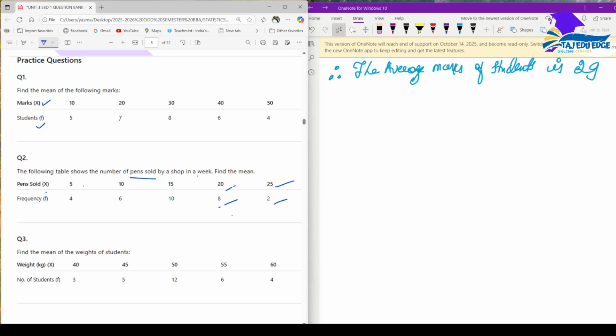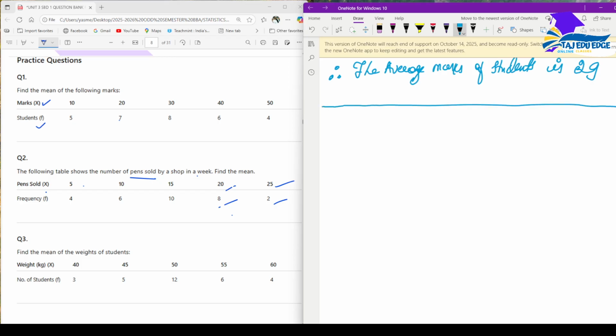Let me make it clear here. Let's assume you have a stationery shop. In that stationery shop, one person comes and buys 5 pens. So that is one frequency. In 1 week, 4 people come and buy 5 pens. Like that we have to understand.